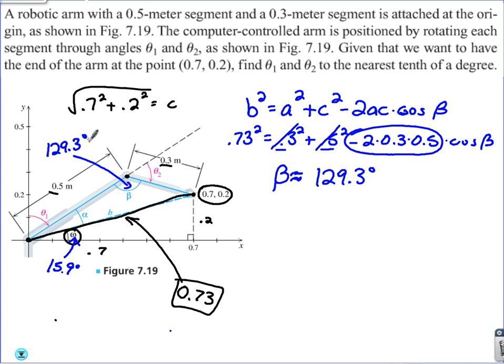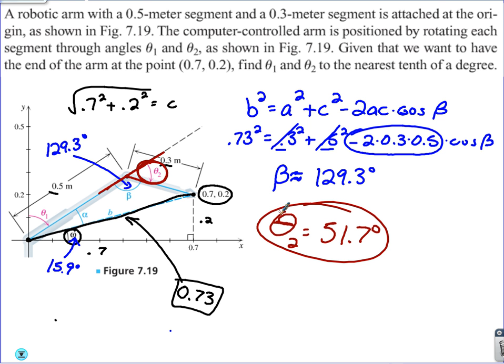Which, by the way, we could find theta 2 now. You'll see theta 2 there. We want to know how far down you're going to have to rotate that arm. Imagine it being straight up in the air. We're going to rotate it down, then we're going to pivot this end down. If this angle here was 129.3, y'all see that straight line? It's called a linear pair. Those two angles are going to add up to 180, so theta 2, which we can now find, would equal 180 minus that 129.3, which I believe is 51.7 degrees.